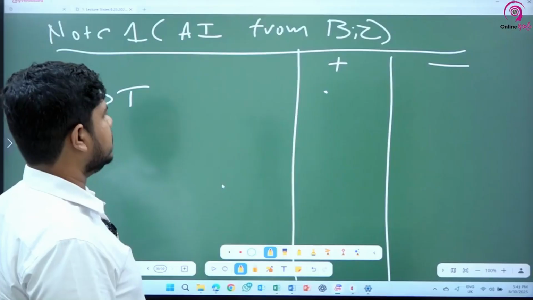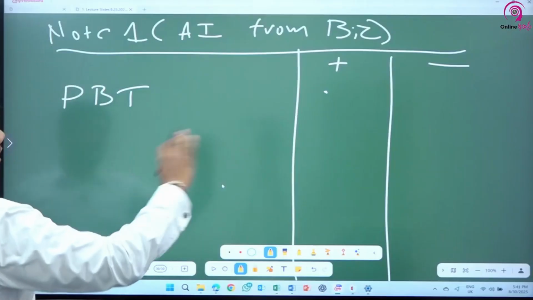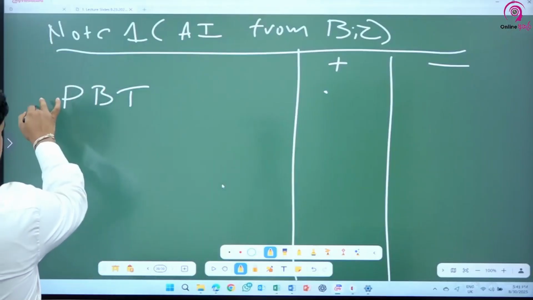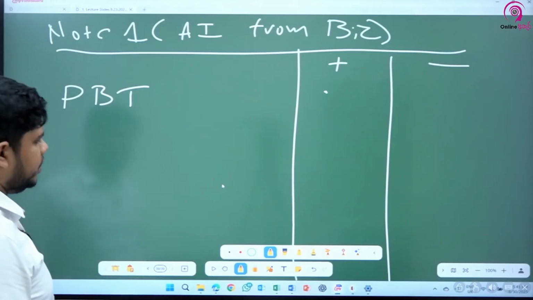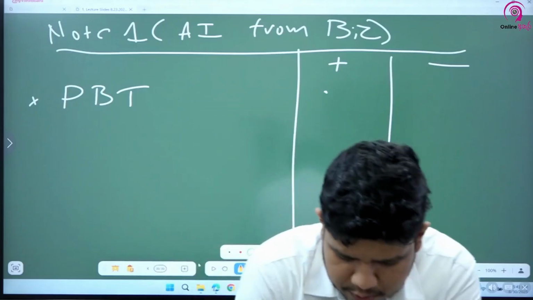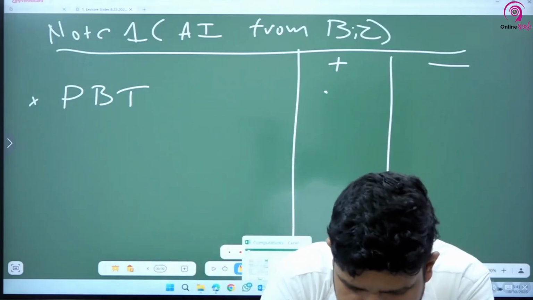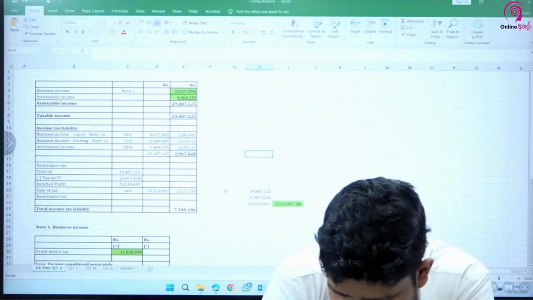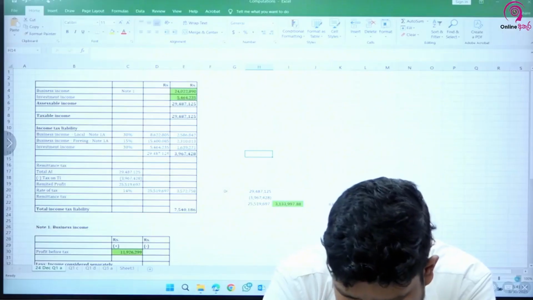I hope at your level, at a strategic level, you have done all these things. So I am not going to explain them one by one, that is relevant to lower levels. PBT, how much is it given? I am not going to write everything on the board, but I'll show the computation here.